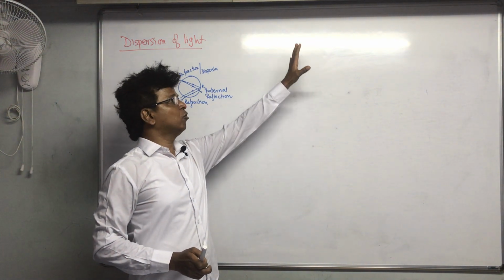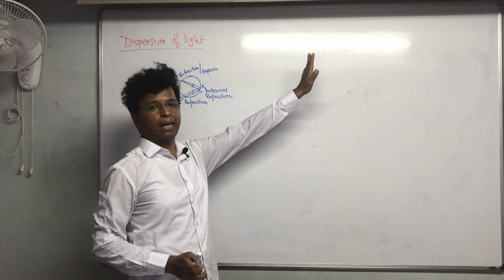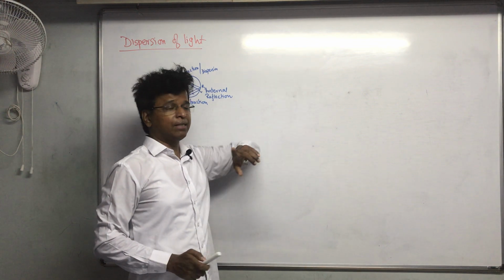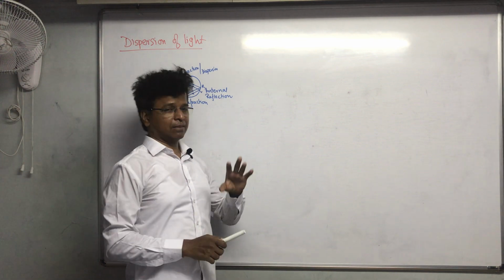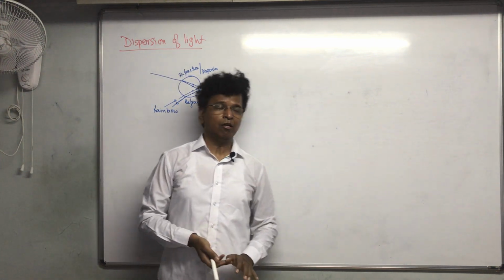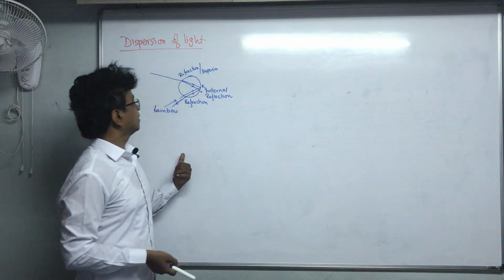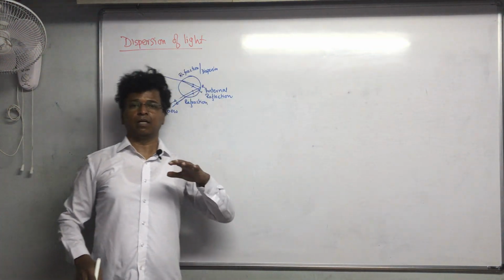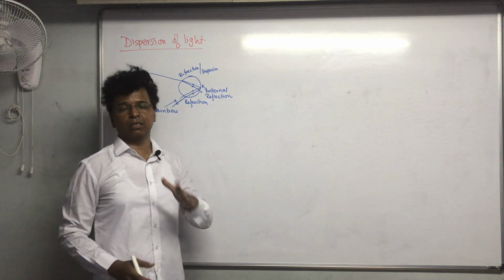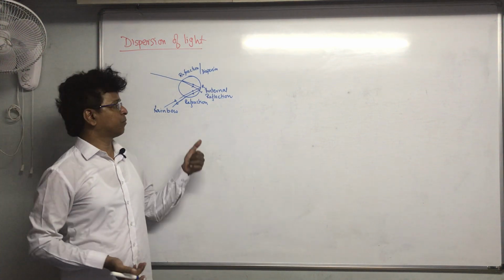So you will be able to find a rainbow over there, provided the sun is in the opposite direction. Okay, that time also the rainbow can be seen. So this is dispersion of light. The topic is dispersion of light, and the rainbow is the biggest phenomenon which takes place because of the dispersion of light.